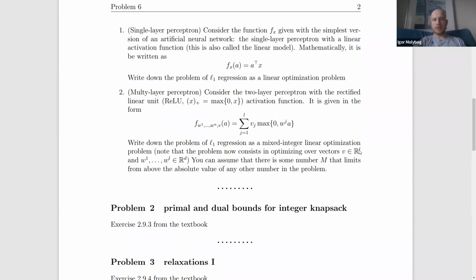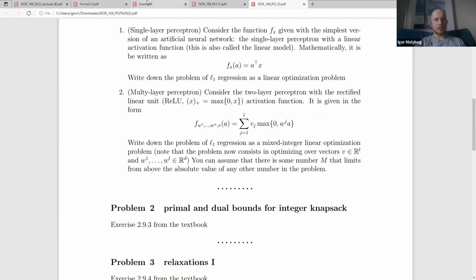Normally, it's solved in a different way, in a different form, with subgradient algorithm, but here we would like to know if it's possible to reformulate it as a linear integer programming problem. We can assume here that there is some number m that limits from above the absolute value of any other number in the problem. So we're going to be using this fact. We need to write down the problem of L1 regression in this new case. Let's take a look at how to do this.